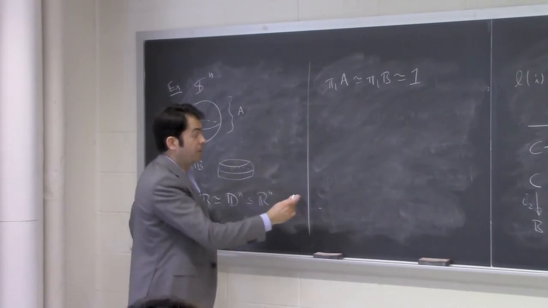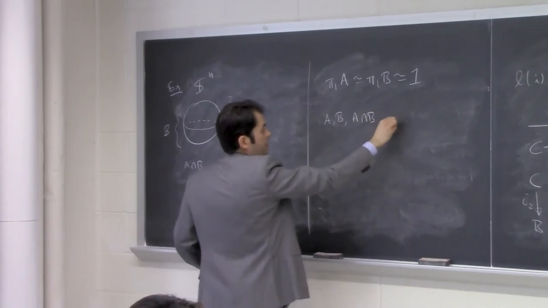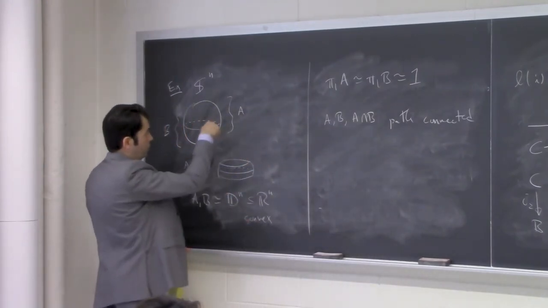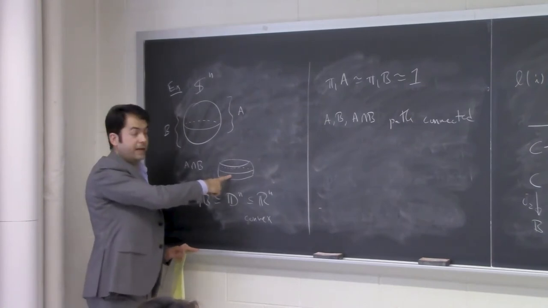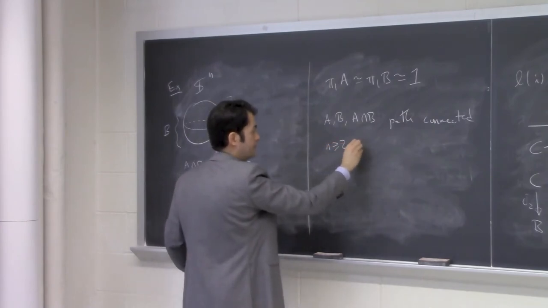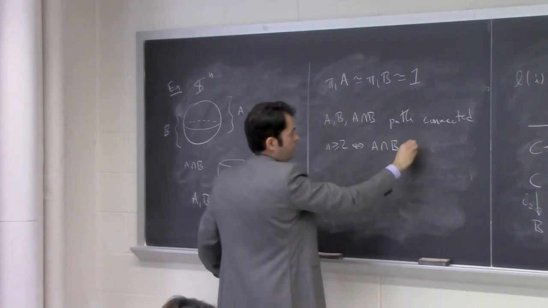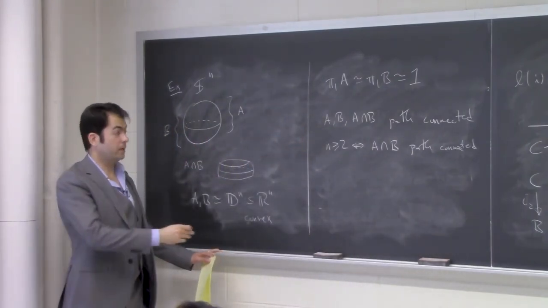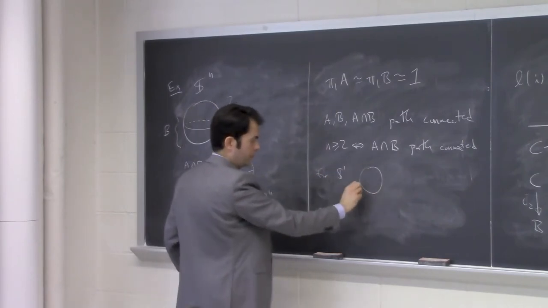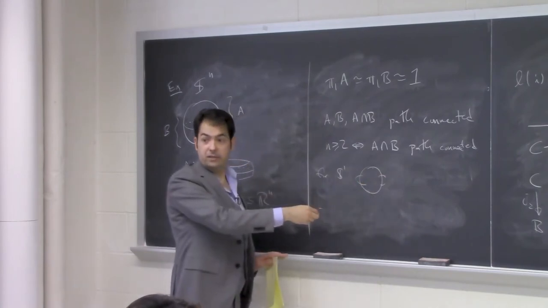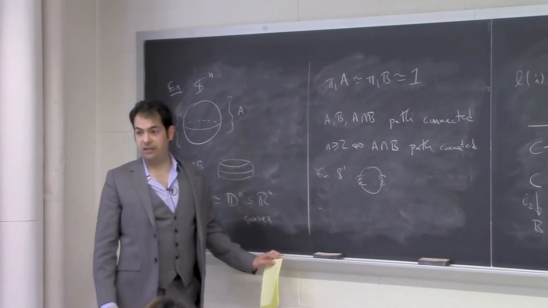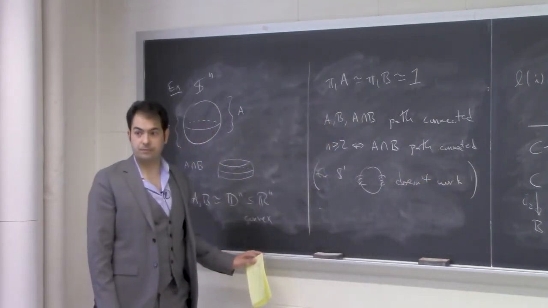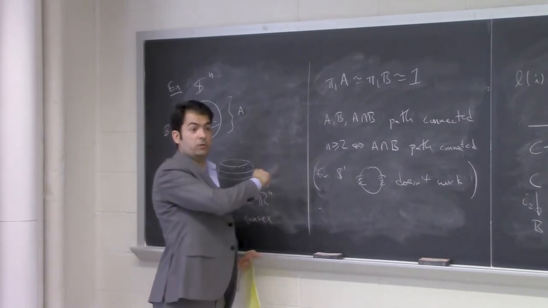So the hypothesis: we need A, B, and A intersect B to be open and path connected. All right, so A and B are path connected. We just need A intersect B to be path connected. And as long as n is greater than or equal to 2, in fact, if and only if, this is path connected. Because obviously if you did this for S^1, you would have this interval and then this interval, and the intersection would be these two intervals, which is not a path connected set. So for S^1 this doesn't work. But as long as n is 2 or greater, then it works.